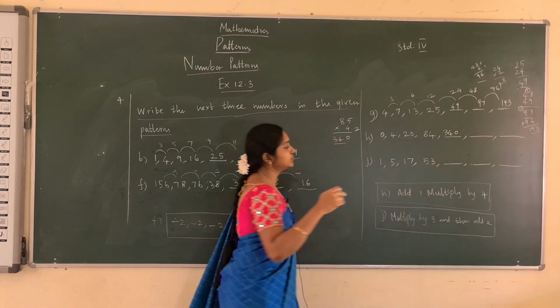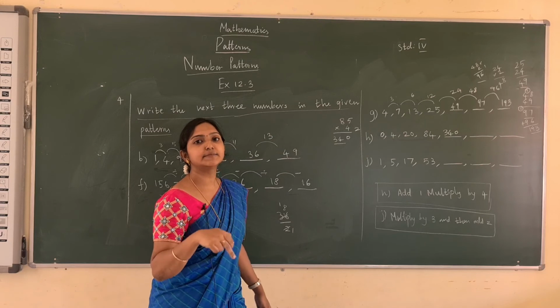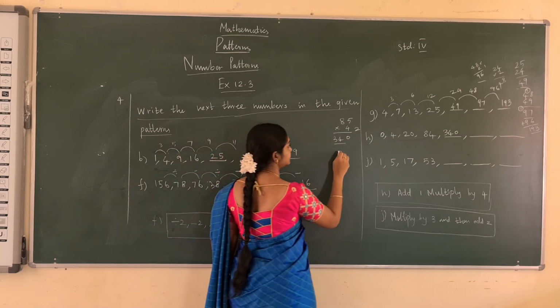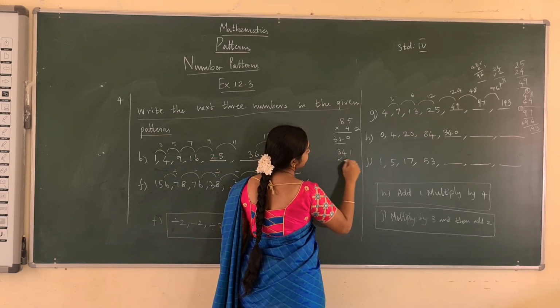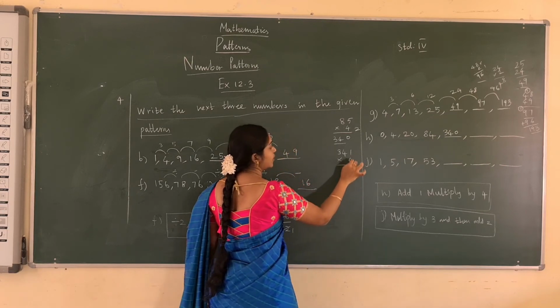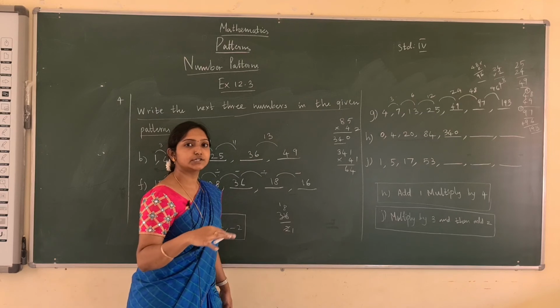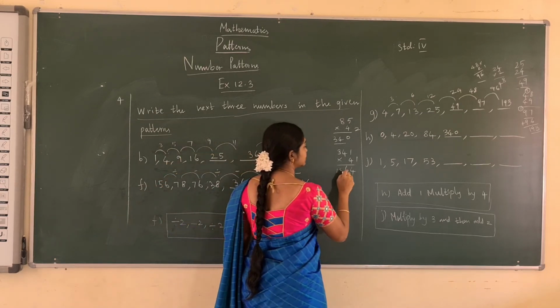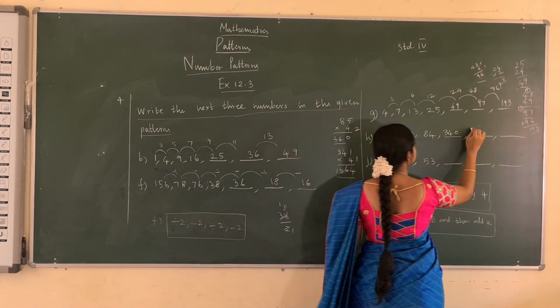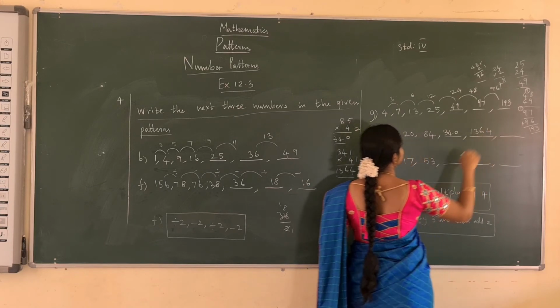Next we have to add 1 and multiply it by 4. So it is 341 into 4. 1 4 is 4. 4 4s are 16. 1 is remaining. 4 3s are 12. 12 plus 1 is 13. So the next number is 1364.